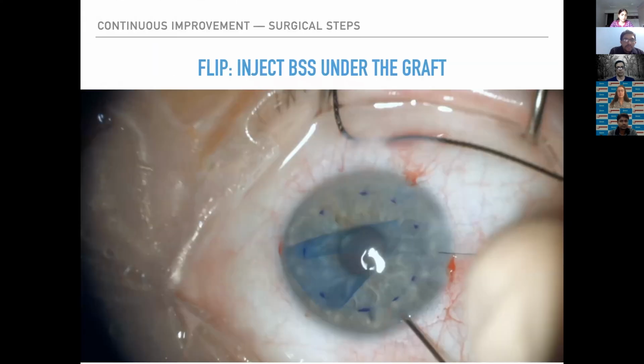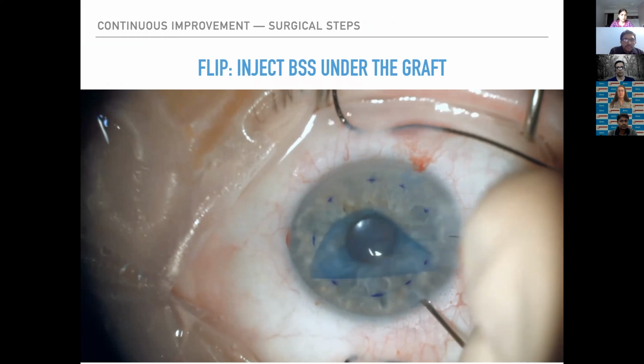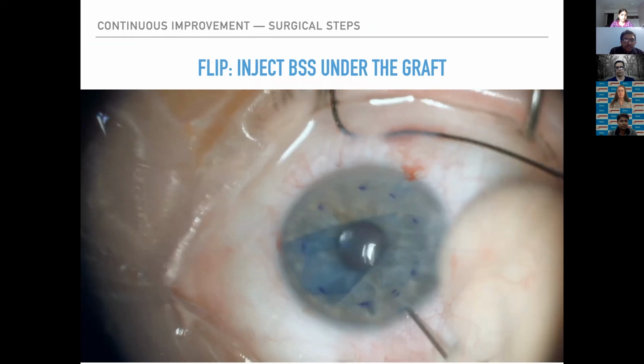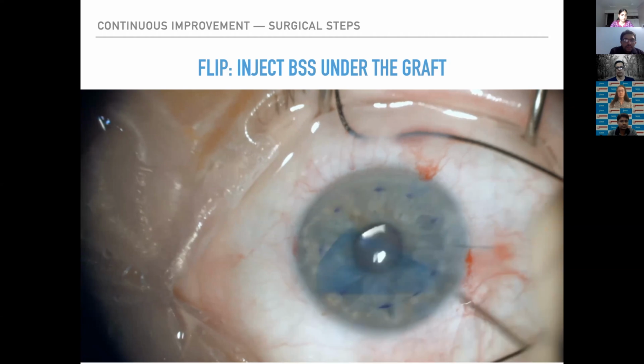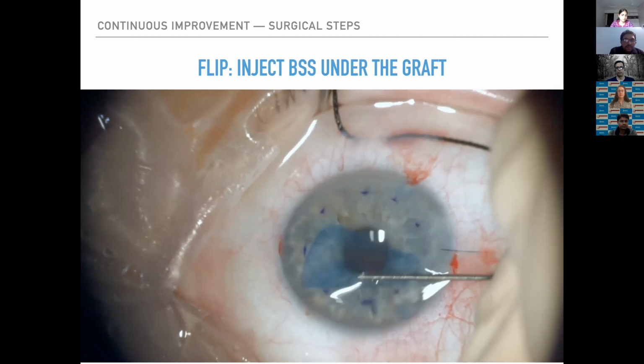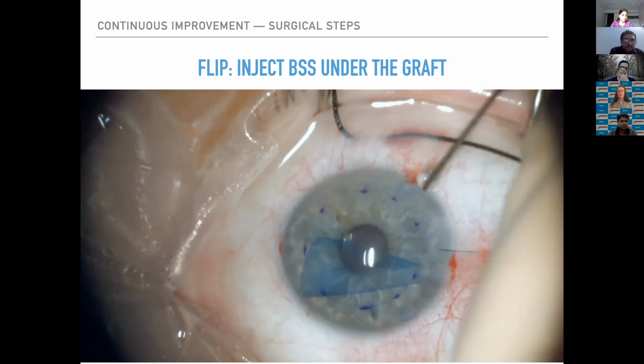So here's a technique of flipping the graft if it's upside down. I'm going to show that in slow motion. We flip the graft by injecting fluid underneath the graft, and that creates a fluid wave in the AC that flips it 180 degrees.